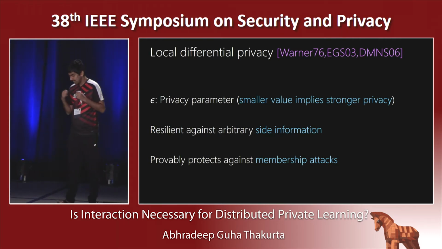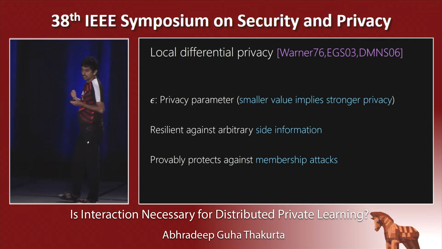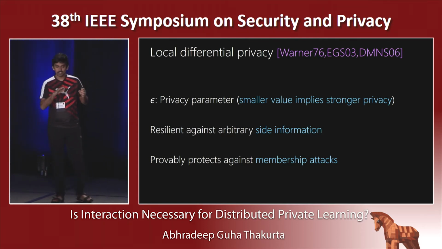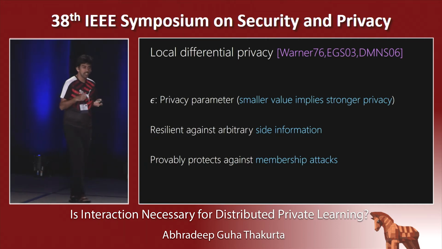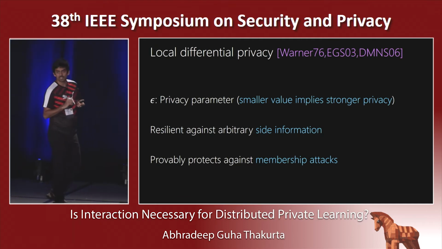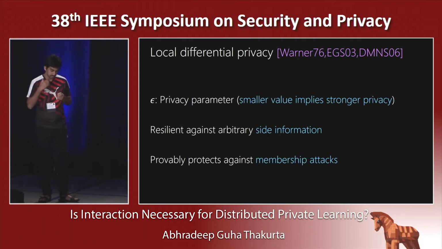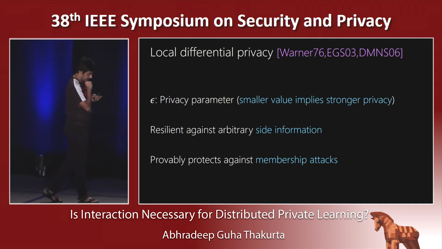Now, there are very nice properties of this definition. First is that it is characterized by a single parameter called epsilon. It is not important how this parameter is related to the definition. Just remember that it's a privacy knob. The smaller the value, the stronger the privacy you get, and typically a small number like 0.1 or 1 is good. Furthermore, this definition is resilient to arbitrary auxiliary information. And the most important thing is that it protects against membership attacks provably. So these are the good parts of this definition.